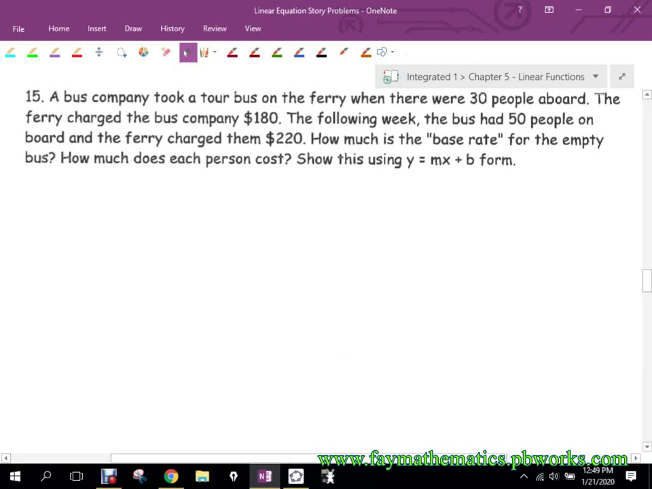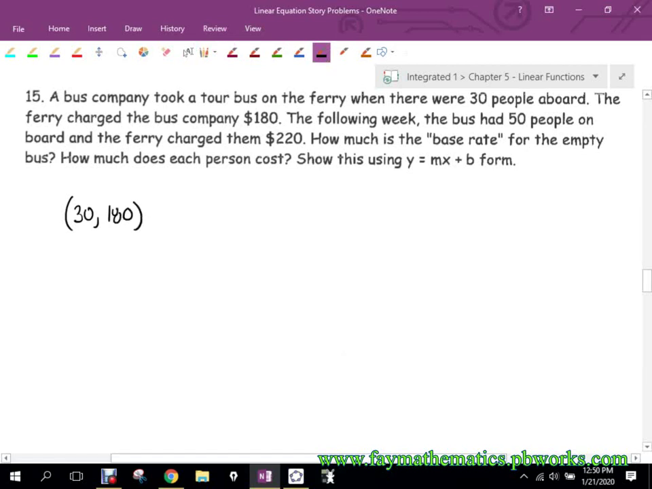When we talk about a ferry, we're talking about a boat that takes people from one place to the next, right? So this bus just drives on it, and that ferry then transports them. So make sure we understand that. When we read this, how much did 30 people on board cost? All right, so 30 people got paired with 180 bucks, right?